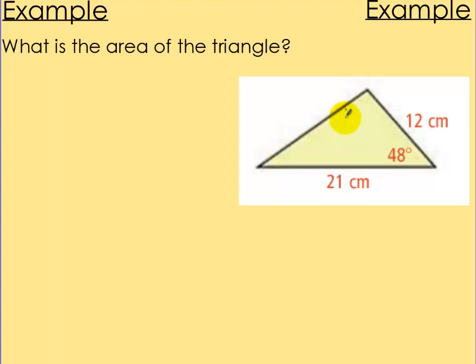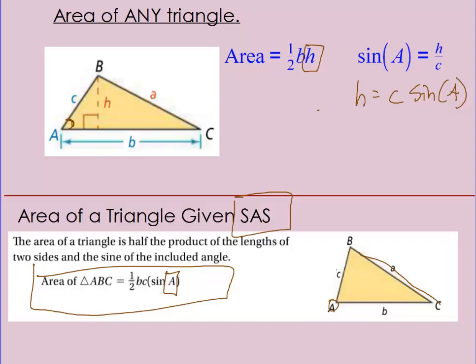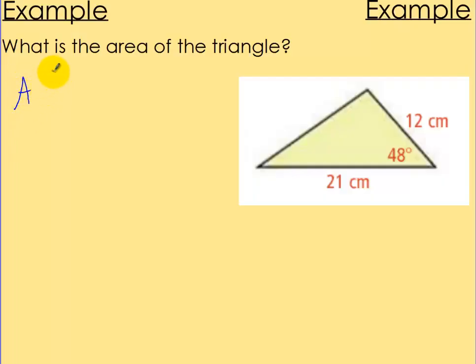Alright, area of this triangle. I know my side, angle, side right here, so I can use that formula. What is that formula again? Let's see. 1/2 bc sine of A. So the area equals 1/2 bc sine of A. Okay, so the angle A is going to be 48, so that's going to be sine of 48. And it's 1/2 times 21 times 12 times sine of 48.